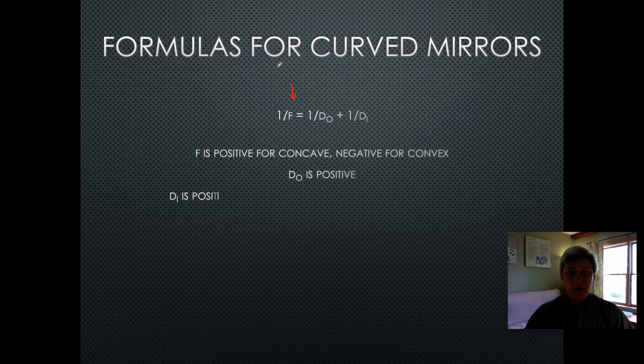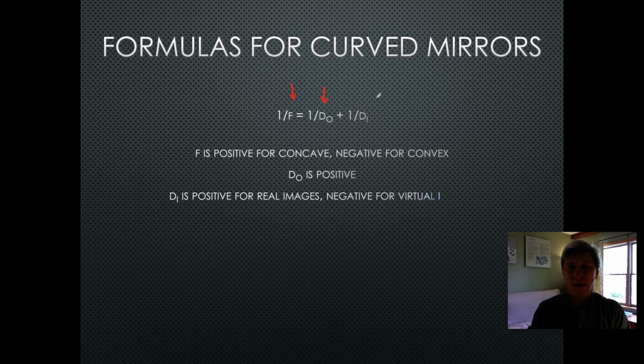But so essentially, if the thing is outside the mirror, it's positive. If it's inside the mirror, it's negative. So DO is always going to be positive because the object can't be located inside the mirror. All right, so this number, DO, is always going to be a positive number.